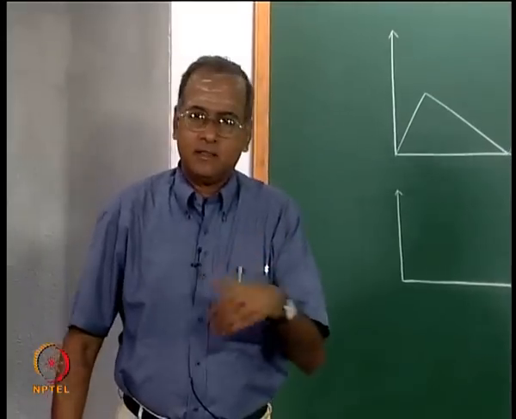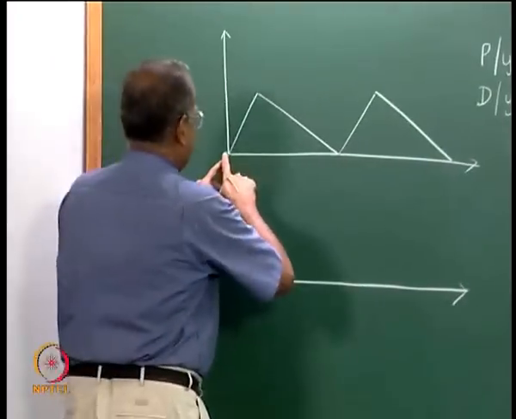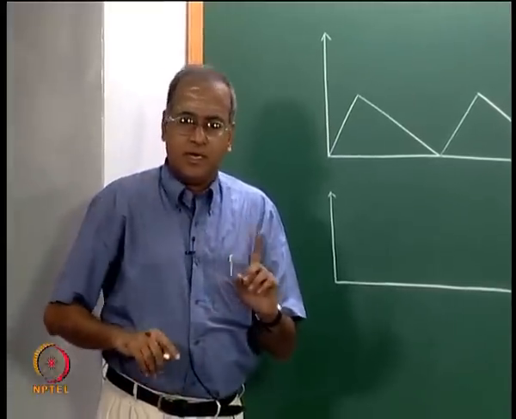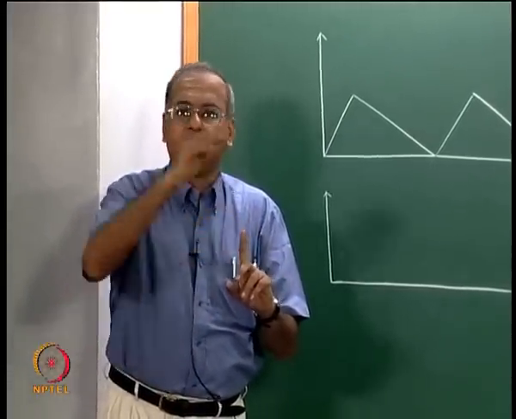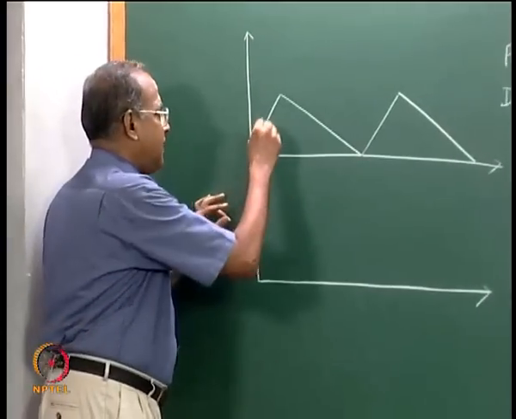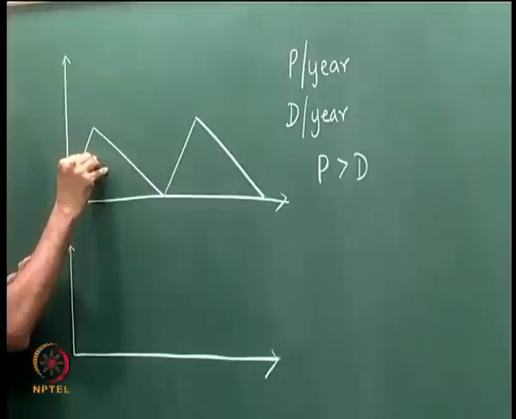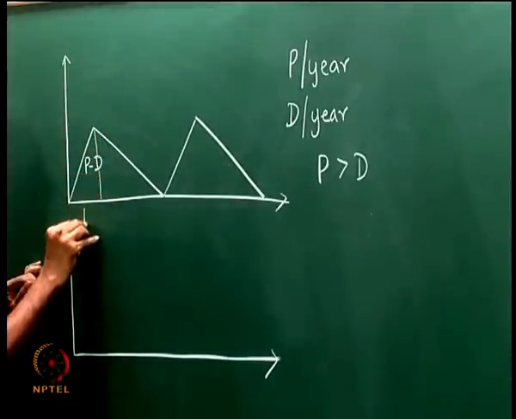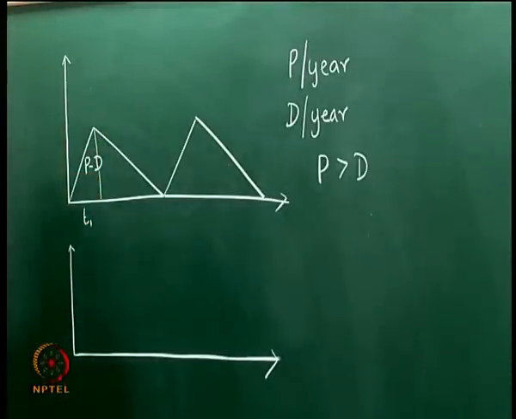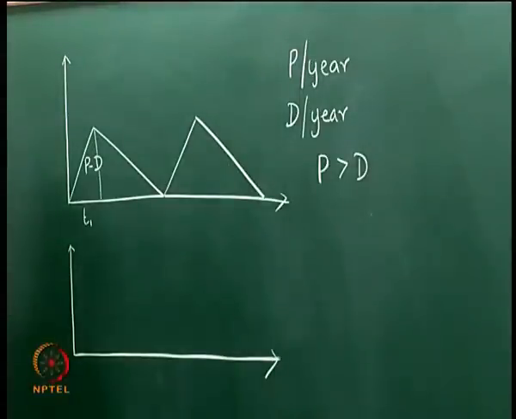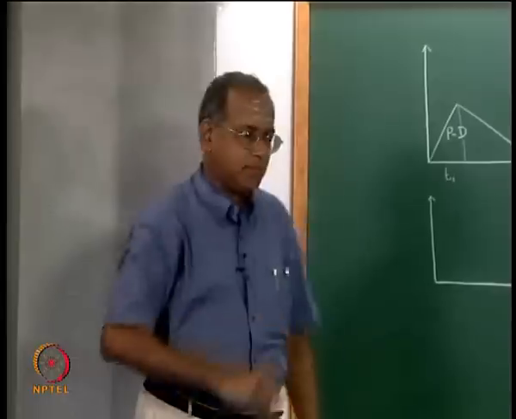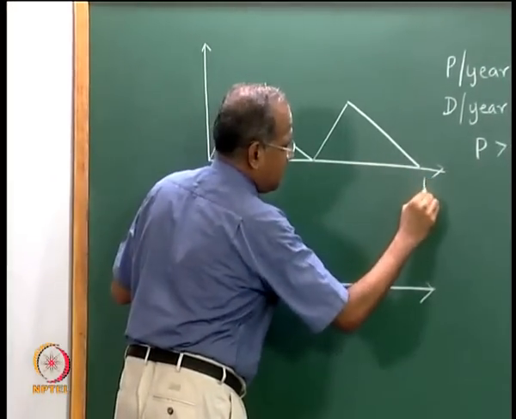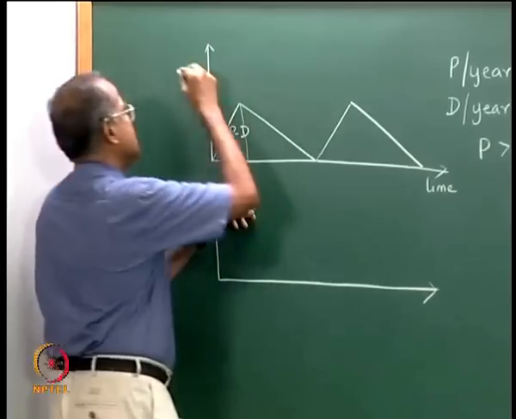So, when P is greater than D, we produce this item, and while we produce we also consume, and since the production rate is higher than the consumption rate, there is an inventory buildup at the rate of P minus D. We produce up to a particular time T1, and then we stop production and consume from the inventory that has been built up. So, we stop production here after T1, this is time, this is inventory.